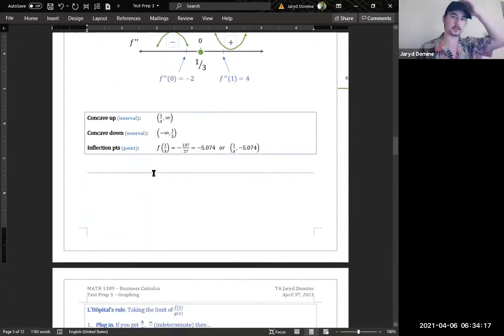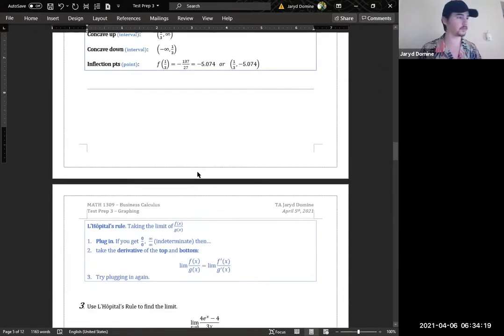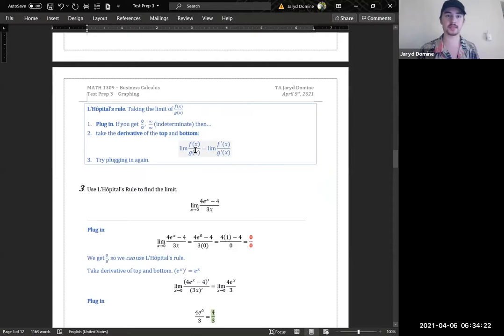All right, so that's 1 and 2. They're both based on the sign chart. Number 3, we're gonna take a step in a different direction.